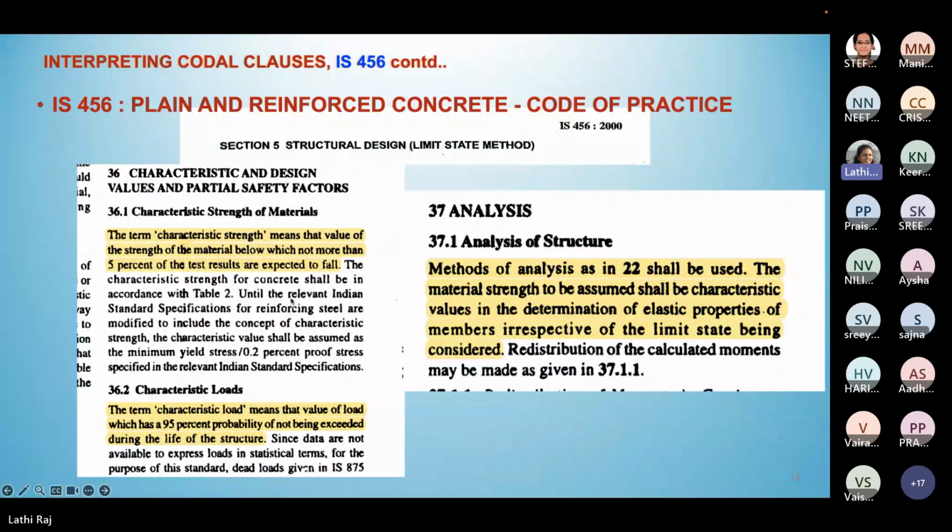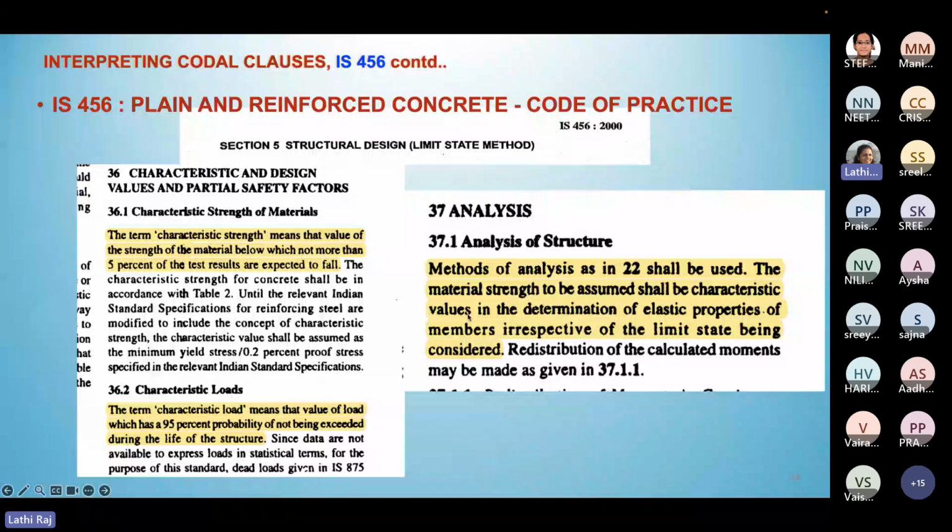So when you are doing the elastic analysis, the characteristic strength means the value of this is for the limit state design. The term characteristic strength means that value of the strength of the material below which not more than 5% of the test results are expected to fall. Do you know that? What is the meaning of this? The term characteristic load means the value of load which has 95% probability of not being exceeded during the life of the structure. Do you want me to explain? I hope this is understood.